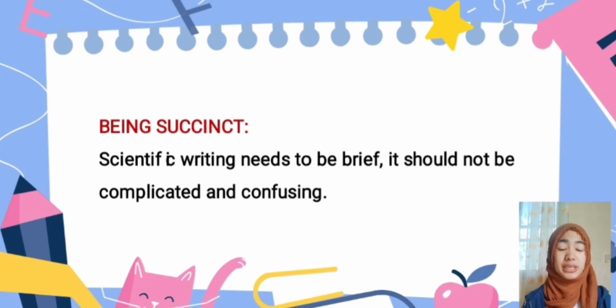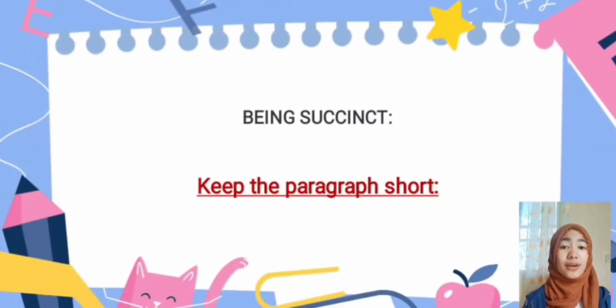Next one is being succinct. Scientific writing should be brief. It should not be complicated and confusing. And to meet this, firstly, you have to keep your paragraphs short. So the idea here is one idea, one paragraph.